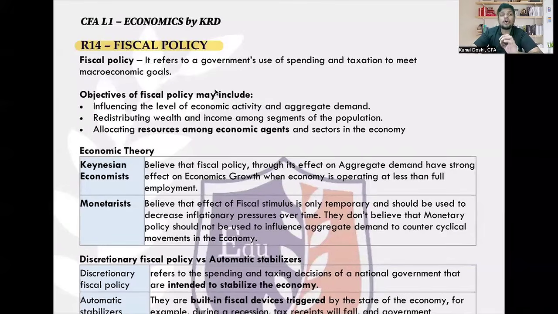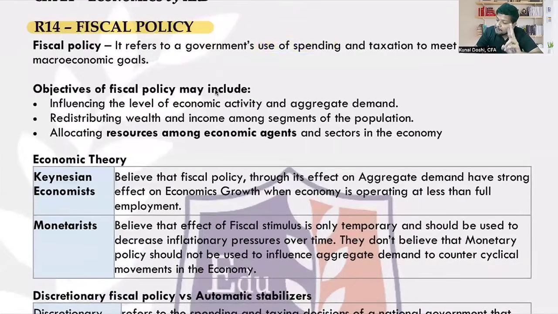Fiscal policy talks about the government. Fiscal policy is managed by the government. So it talks about the government's use of spending and taxation. Government spends money on the economy. We will see what the spending tools are, and taxes the economy to generate revenue. All of this comes under the macroeconomy, and the government does it for the macroeconomic goals. A very frequent question is, what is the objective of fiscal policy?